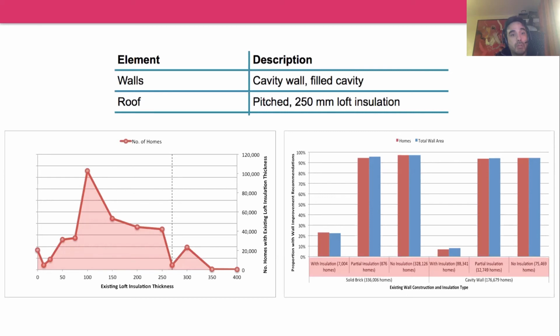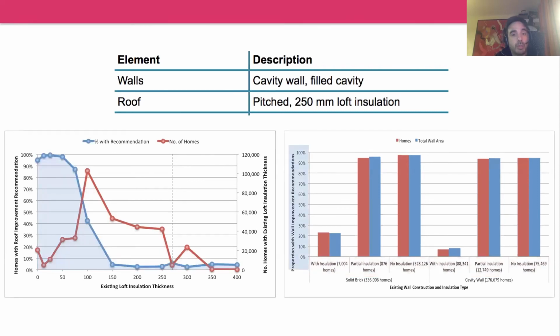So here you can see on the left is the distribution of the level of loft insulation in houses within London. And on the right, in the counts, you can see the proportion of houses with different wall types, as well as different levels of wall insulation. As well as feeding directly from here into getting understanding of the potential for retrofits, i.e. to know, for instance, what proportion of houses have solid walls without insulation, we're also interested in understanding the proportion of these houses that are recommended for improvements as part of the EPCs.